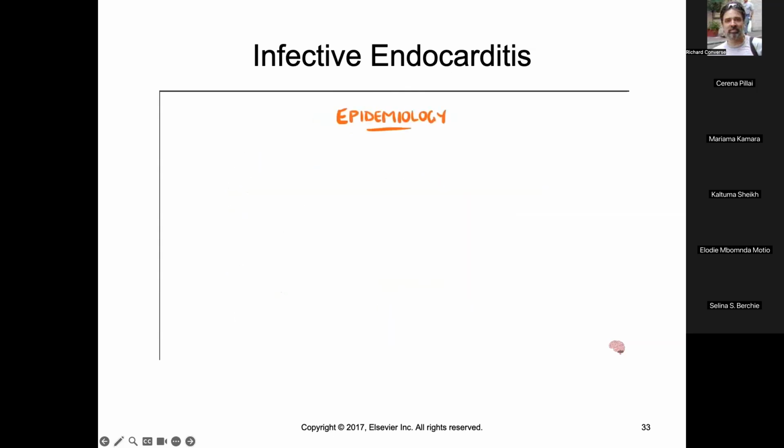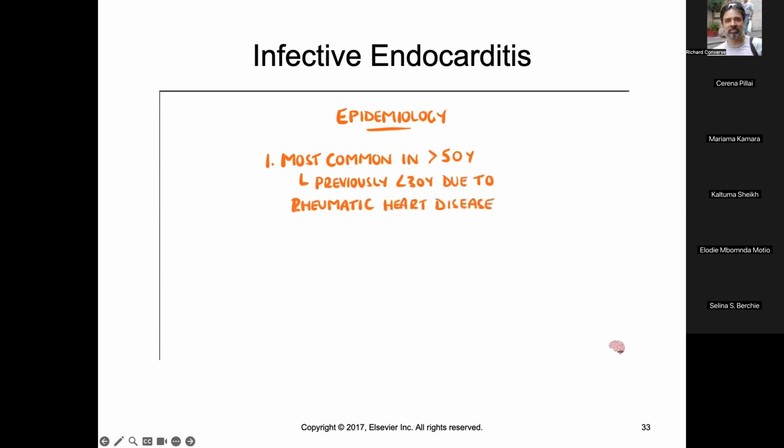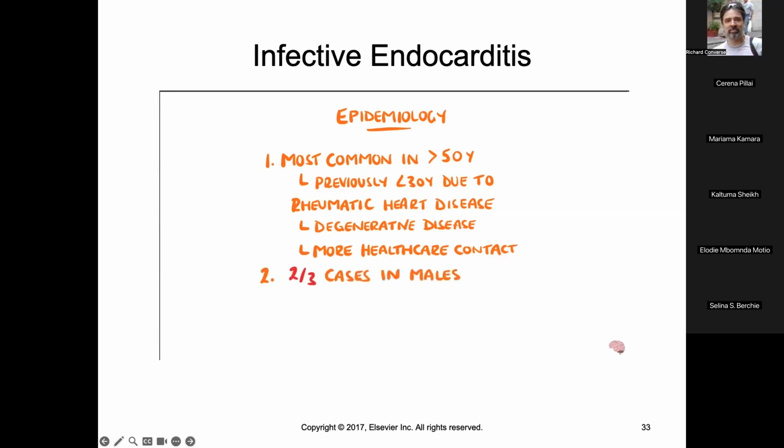Infective endocarditis is most commonly seen in patients over the age of 50, which is a relatively recent change because in the early 1900s, it was most common in patients under the age of 30. This is because back then, rheumatic heart disease was the main risk factor, which is more common in younger patients, while now, degenerative disease, which is seen in older patients, is more prominent. Also, the general population is older and therefore more prone to exposure to healthcare. Around 2 out of 3 patients are male, and although the incidence is less than 10 in 100,000, there is an associated 30-day mortality of 30%.